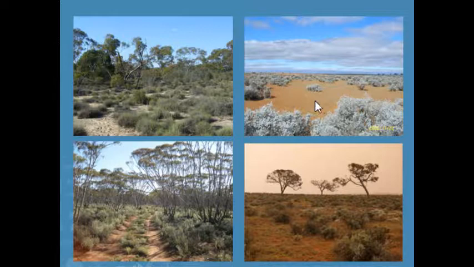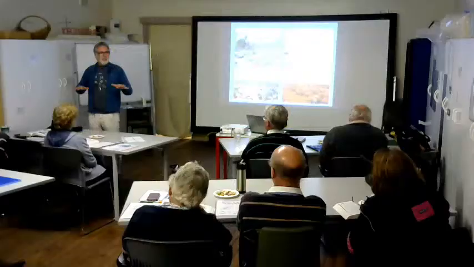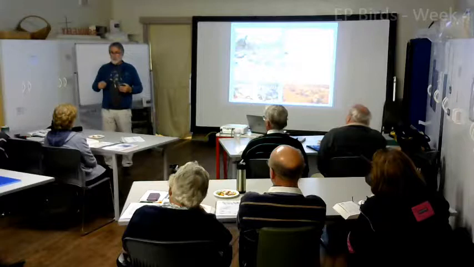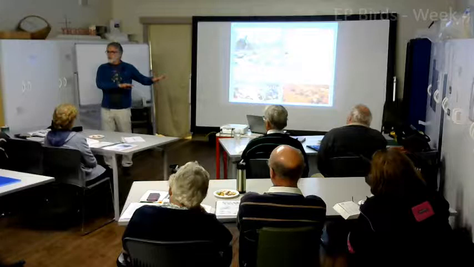So you get your chats, your crimson chats and your orange chats and things like that come into the area, and suddenly they're nesting. And that's how many Australian birds are adapted. They move to where the food source is. After the food source goes, they go, and you might not see them for 10 years, and then they're back again.